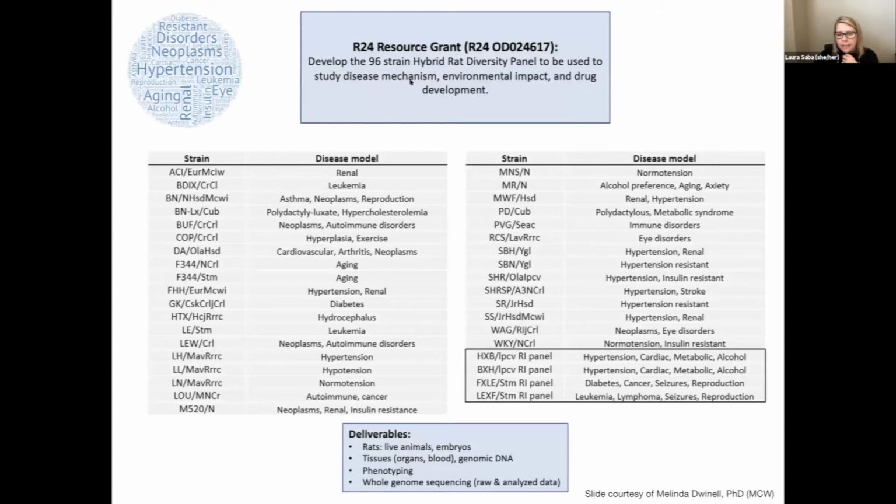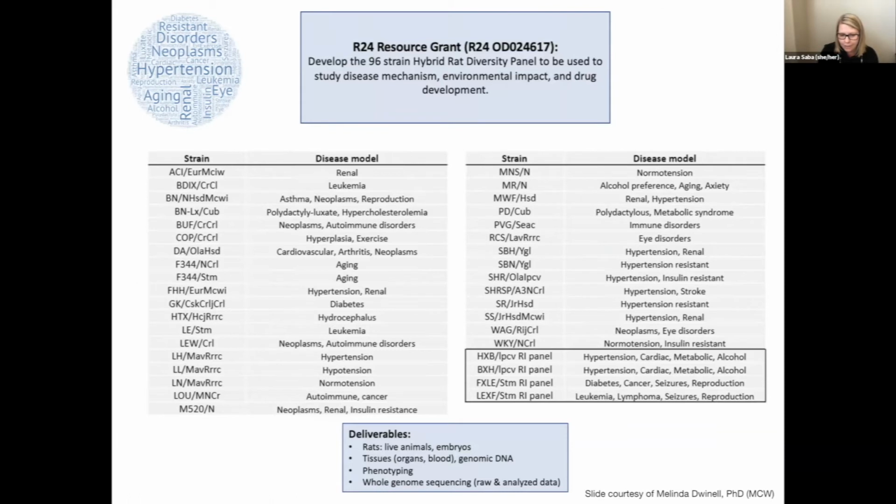So when we talk about the live rats and live tissues, again, this is a resource grant to rederive all 96 of these strains. This is courtesy of Mindy. Her deliverables: this is the first place that you go if you want a live animal. This is the first place that you go if you would like a liver from a particular strain or a blood sample. And that's what Mindy's resource grant is all about.